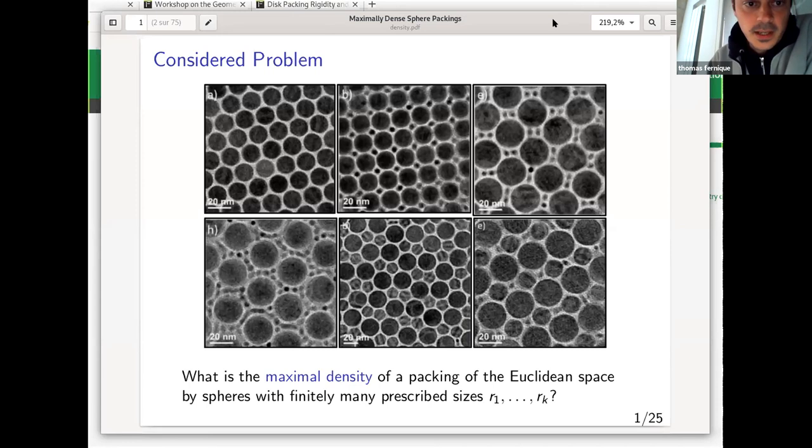Okay, so I work in the Euclidean plane, so it's the most simple case. And I have some examples here on the screen which are taken from chemistry. There are people who do nanoparticles, which look like disks. And for some reason, it seems that they make a nice pattern like this. So I have different examples. And as we will see, in each of the cases, the structure that you get is the one which maximizes the density. So maybe there is some physical explanation behind this.